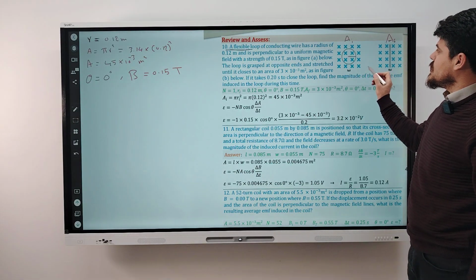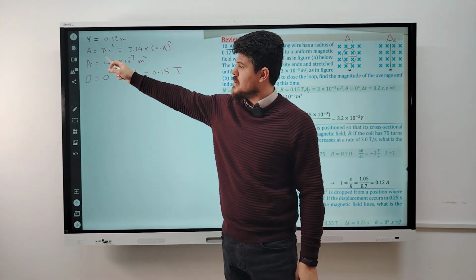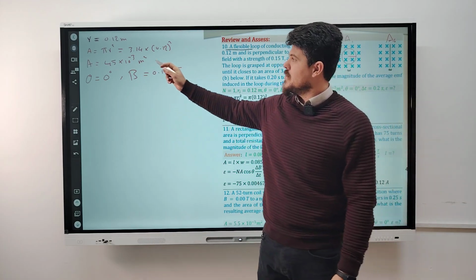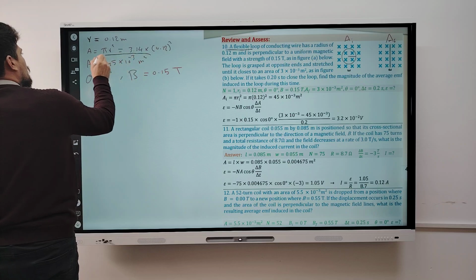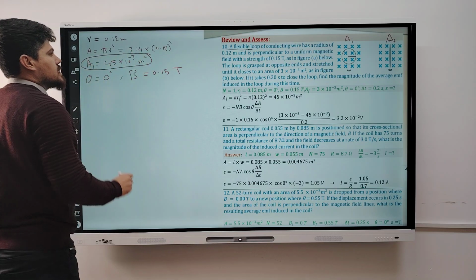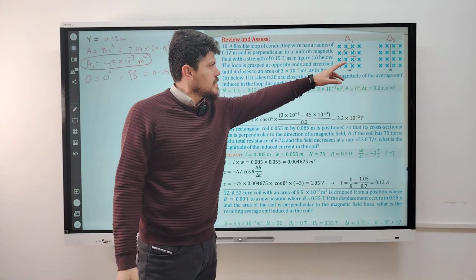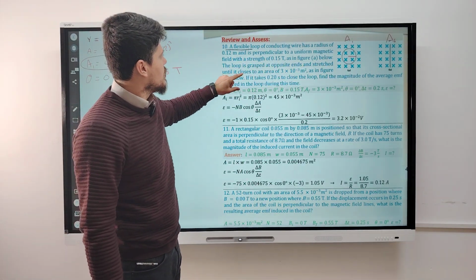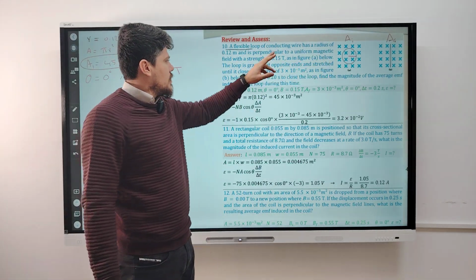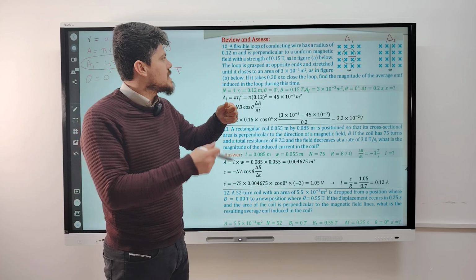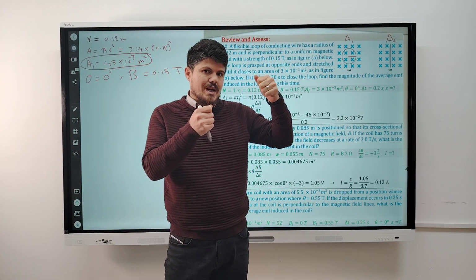Okay, what happened to the area? The area of the first case was not given, but we found it, because the radius was given. The area for the first case, A1, is equal to 45 times 10 power negative 3. Okay, what is the magnitude of A in the second case? It's given. As in figure A below or beside, the loop is grasped. The loop is grasped, it means that it is stretched.